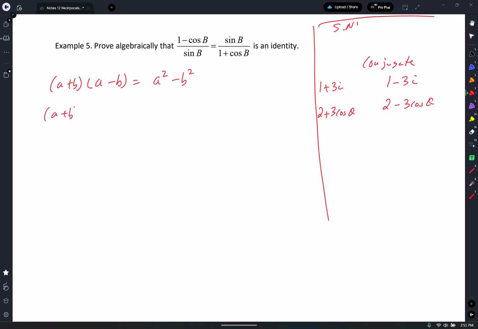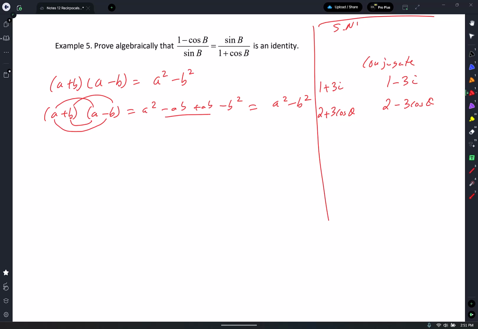Let me go ahead and show you, because some of you guys are just looking at me like, what? A times a, that's a squared. A times negative b, minus ab. B times a, plus ab. B times negative b, minus b squared. See how the middle terms just zero out? And maybe you already know this. Maybe you're like, child, that's the whole thing of difference of squares.